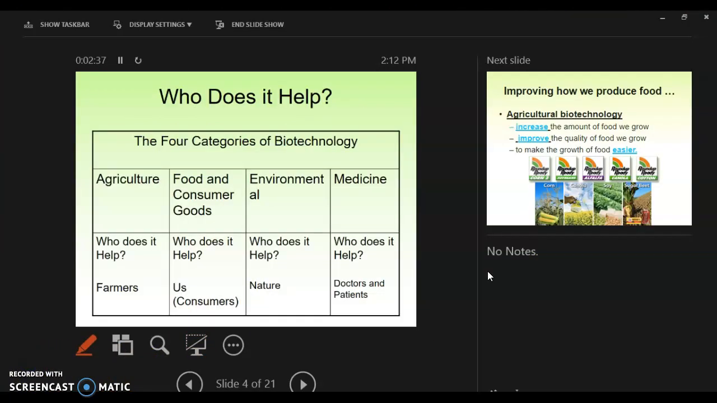So then, who does biotechnology help? In agriculture, it helps the farmers. In food and consumer goods, it helps us as the consumers. In the environment, it helps nature. And then in medicine, it's going to help doctors and the patients, okay?